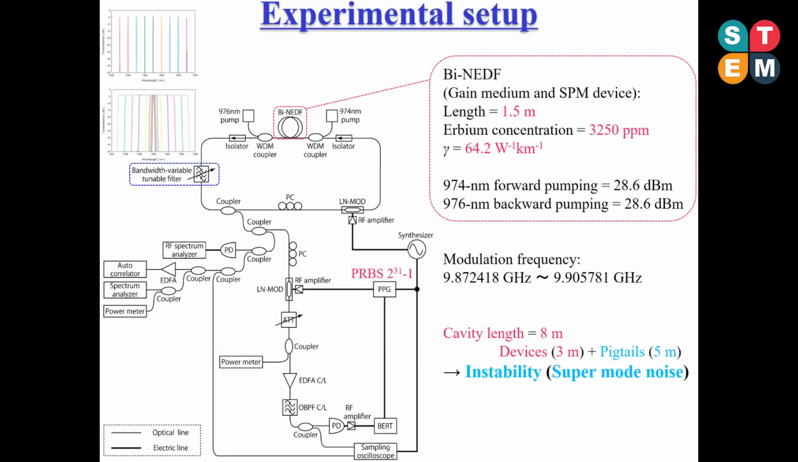A lithium niobate intensity modulator modulated the output pulse intensity with a 10 gigabit per second pseudo-random bit sequence from a pulse pattern generator. The generated 10 gigabit per second signal pulses were monitored by the sampling oscilloscope. The bit error rate was measured as a function of the average power at the input of an erbium-doped fiber preamplifier.